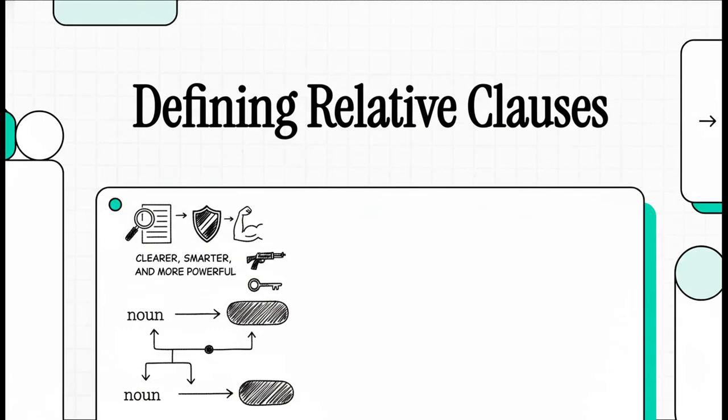You know that feeling when you've written something and it just doesn't flow? Well, today we're going to unlock a secret weapon that can take your writing from choppy to super clear. It's called a defining relative clause. And trust me, it's way simpler and more powerful than it sounds.